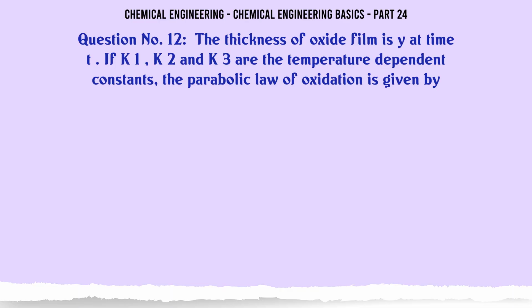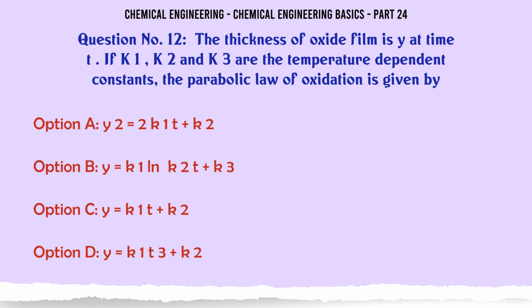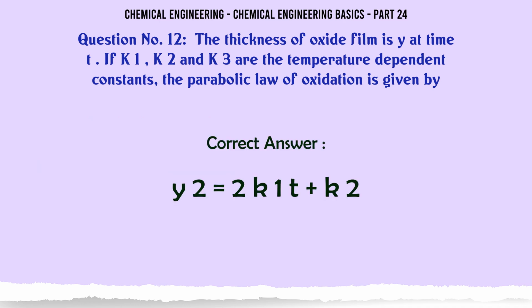The thickness of oxide film is Y at time T. If K1, K2 and K3 are the temperature-dependent constants, the parabolic law of oxidation is given by: A. Y² = K1 T + K2. B. Y = K1 ln(K2 T + K3). C. Y = K1 T + K2. D. Y = K1 T³ + K2. The correct answer is Y² = K1 T + K2.